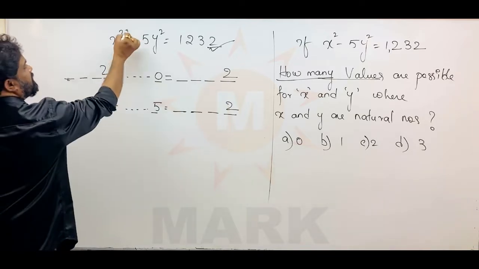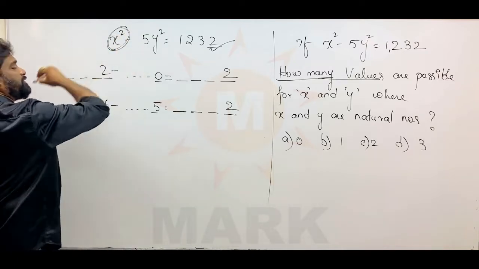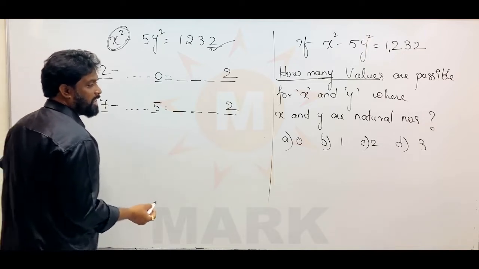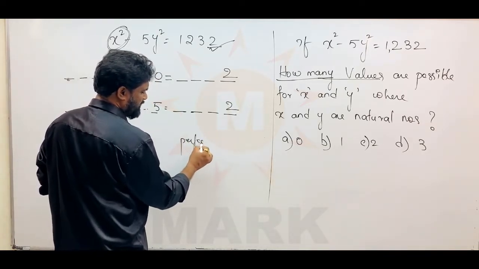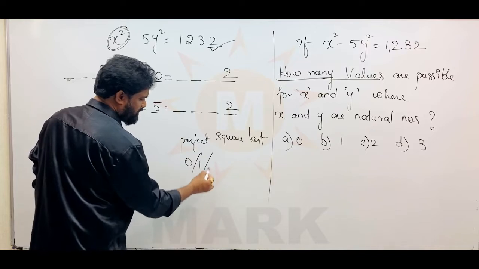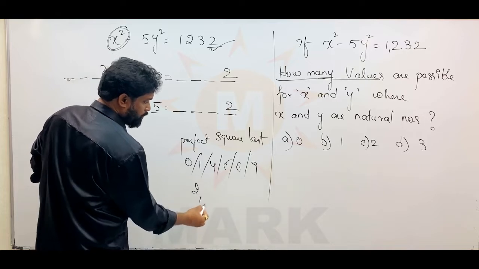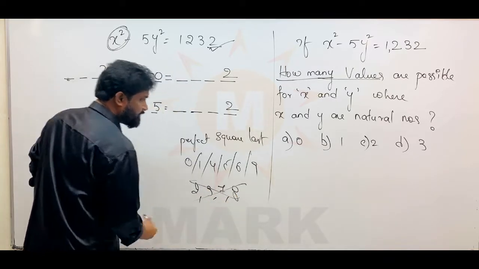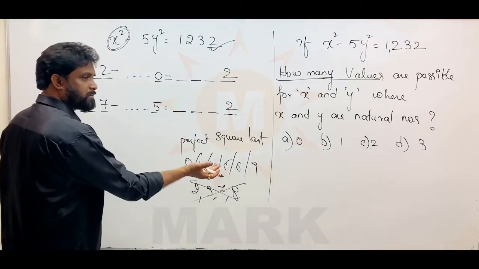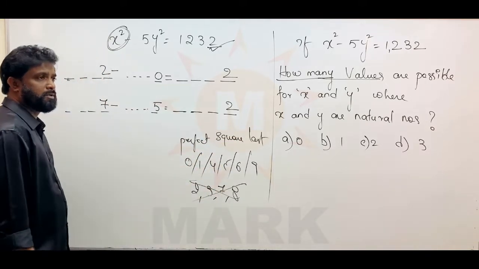But my dear friends, here x square is a perfect square number. And you know very well, in the last place of a perfect square, what number should come? For a perfect square, the last digit must be only 0, 1, 4, 5, 6 or 9. 2, 3, 7, 8 will not come in the last place. If a number needs to be a perfect square, in the units place there should be only 0, 1, 4, 5, 6 or 9. 2, 3, 7, 8 cannot come in the units place of a perfect square number.